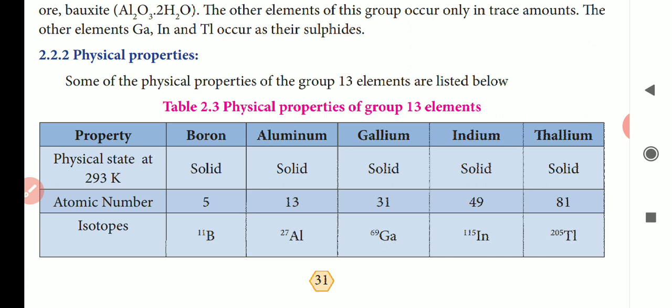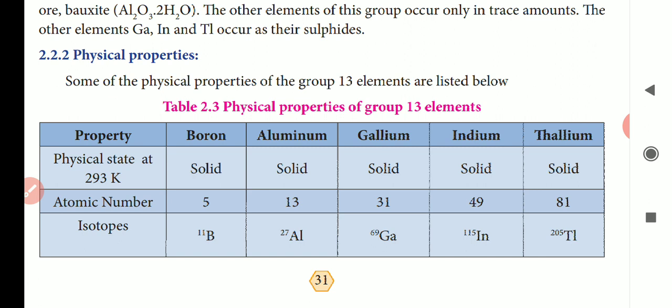Now let's discuss the important isotopes of boron, aluminum, gallium, indium and thallium. The main isotope of boron, boron-11, is present in the maximum amount in our earth's crust. Then aluminum-27, and gallium-69, are also present in the maximum amount in the earth's crust.